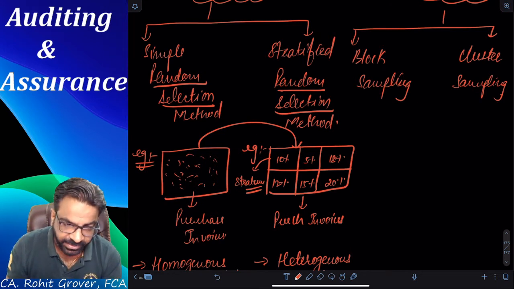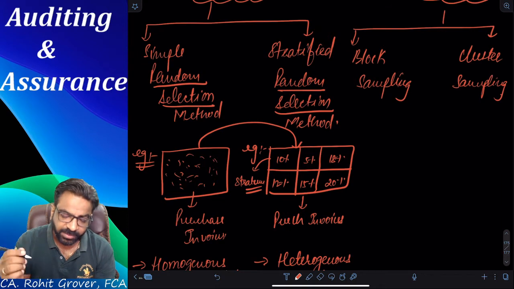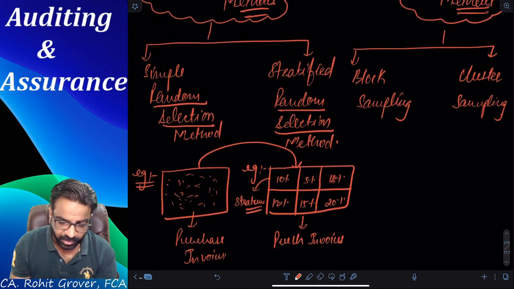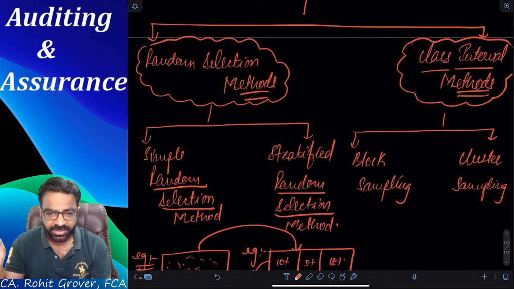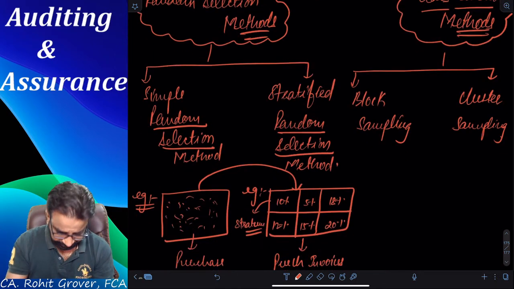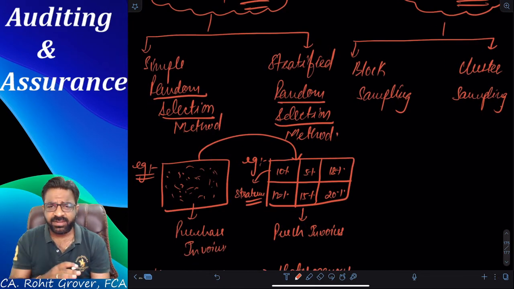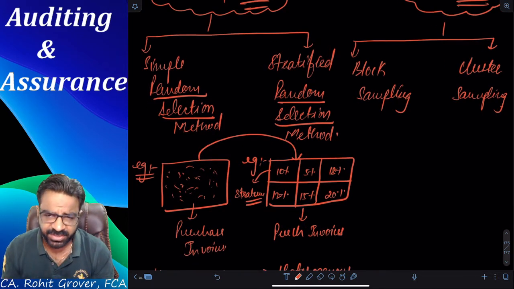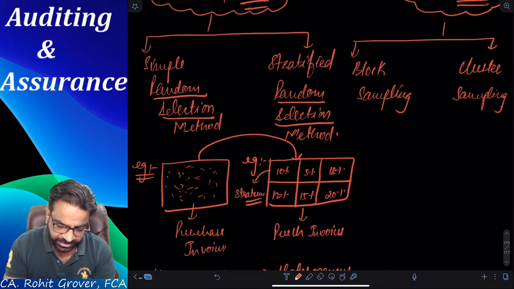Now what is the third method, everyone? The third method is known as block sampling. Now what do you mean by block sampling? Now listen to this. Block sampling and cluster sampling come under the class interval methods. In block sampling, there are many similarities with the stratified random selection method, but you will find a little difference. What is the difference? Try to understand this situation.